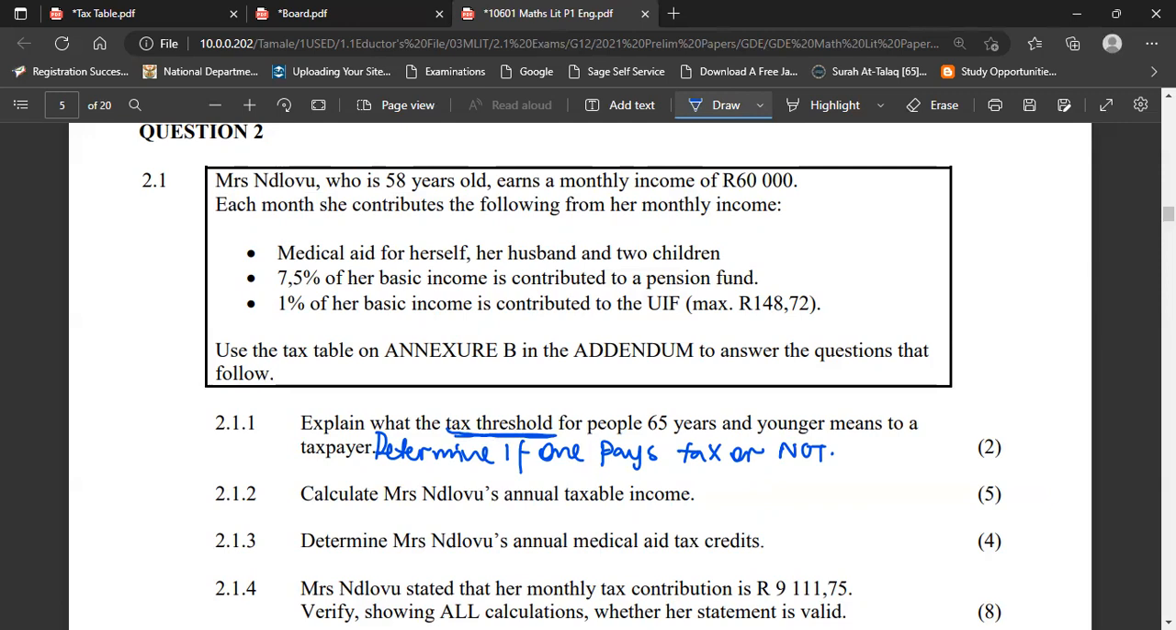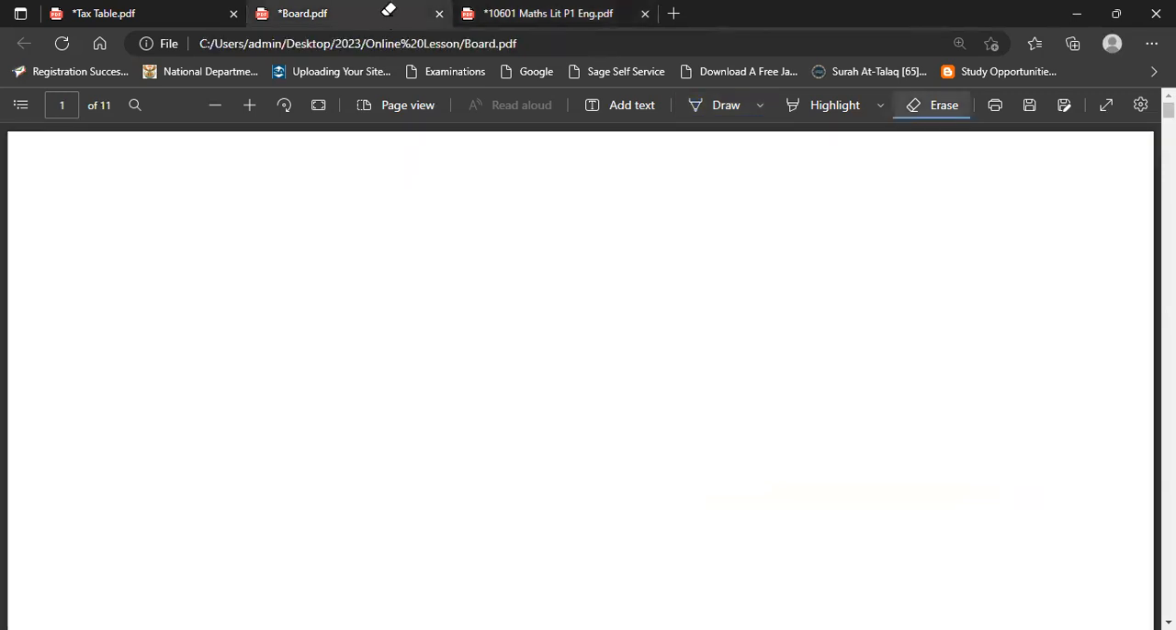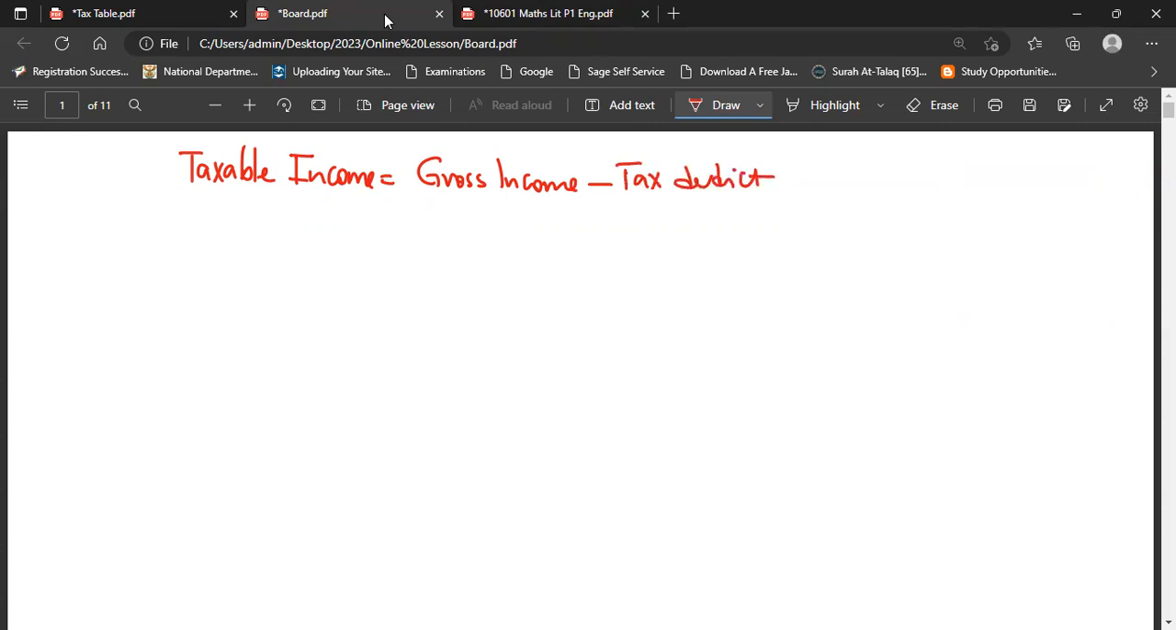Now here they're asking us to calculate annual taxable income. Let's come here. Taxable income will always be based on the gross income someone gets. This is the total income that you earn minus the non-taxable income, which are called tax deductibles.